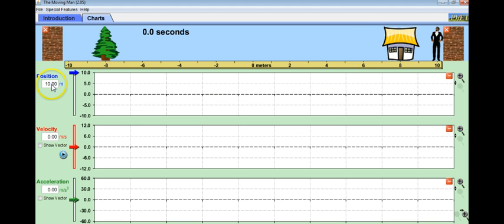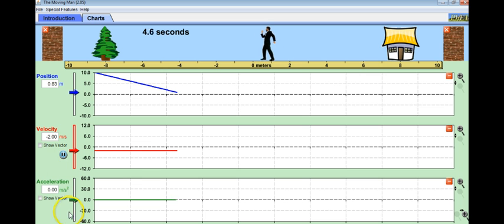Or let's set the man at 10 meters just beyond the house, but now have a negative velocity of say -2 meters per second. And then let's first play and observe what happens now. Notice, I'll just press pause here, that the slope of the graph is now negative. It's still linear because he's going at constant velocity, but it's steeper because we have a larger magnitude of the velocity.